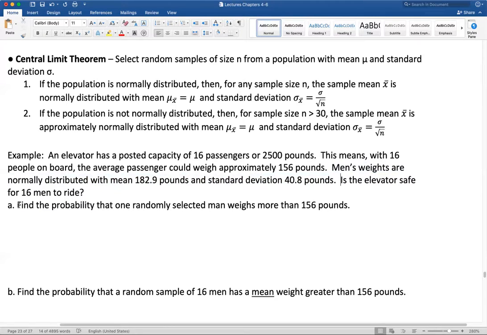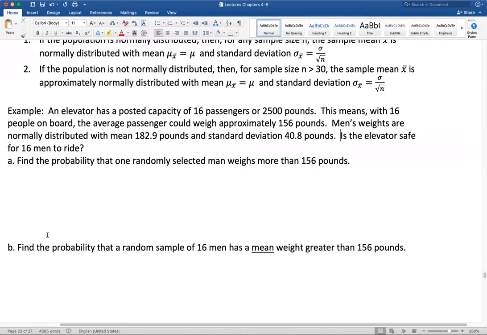So you see, question A. Let's figure out the answer to the question by solving those two sub-questions. Find the probability that one randomly selected man weighs more than 156 pounds. In question A, find the probability that one randomly selected man weighs more than 156 pounds.